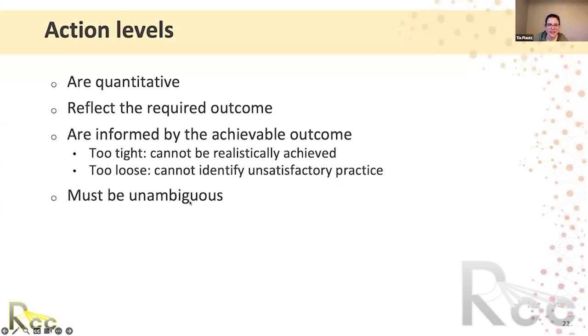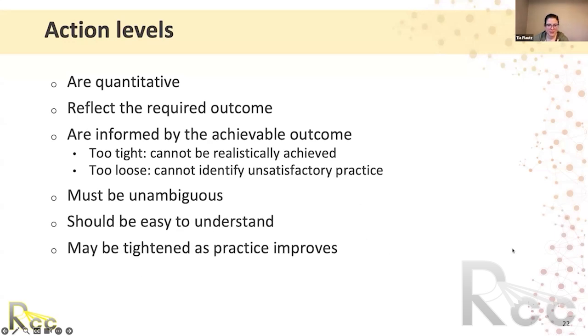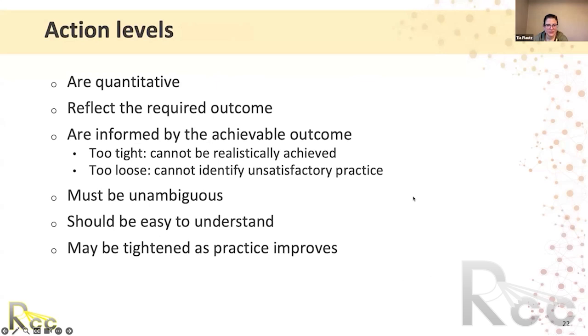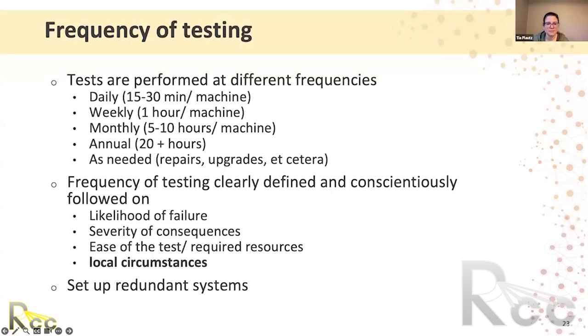And very importantly, your action level has to be unambiguous. Everyone should understand: above this number, we do not treat; below this number, we're okay to treat. It should be easy to understand. And as your practice improves, you can change these levels. You can tighten them if your practice is improving and you're finding that you're not exceeding your action level as frequently as you used to. Yeah, that's all I wanted to say there.